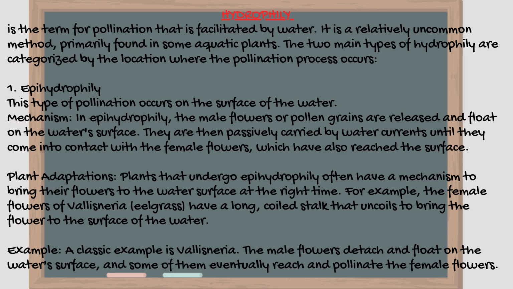epihydrophily. This is a type of pollination that occurs on the surface of the water. The mechanism of this process is as follows. In epihydrophily, the male flowers or pollen grains are released and float on the water surface. They are then passively carried by water currents until they come into contact with the female flowers, which have also reached the surface.